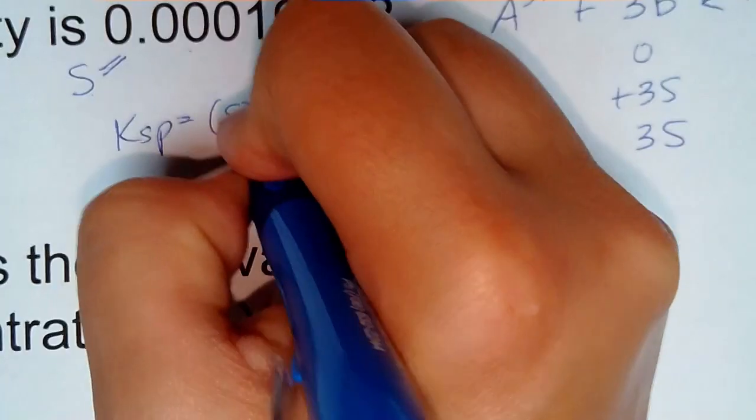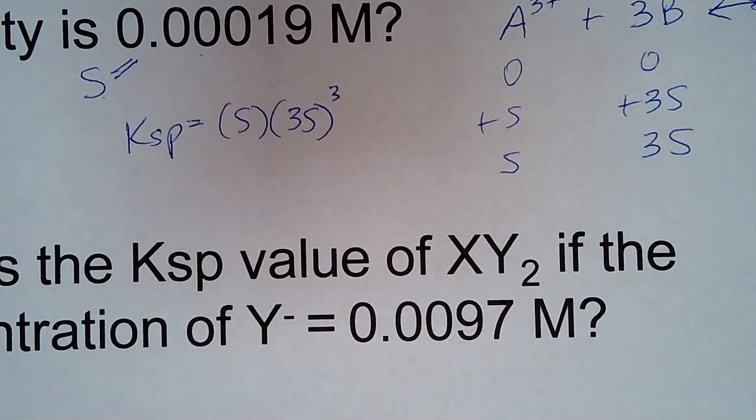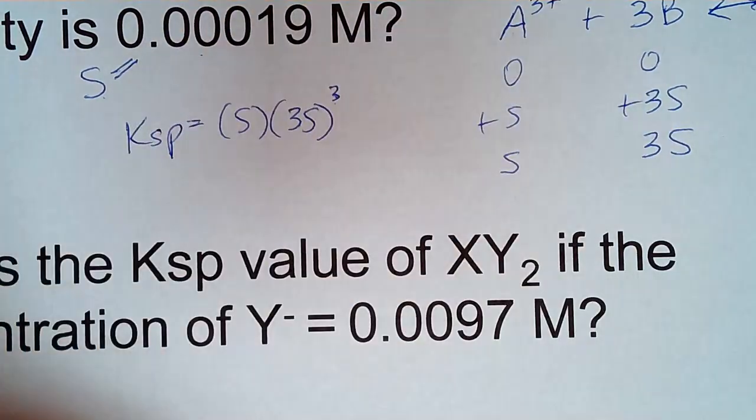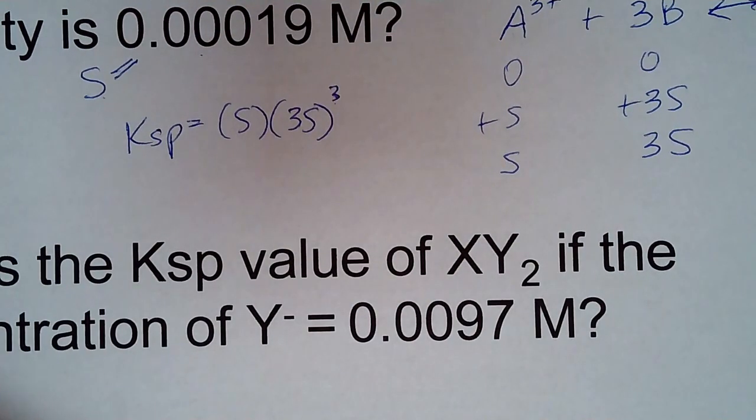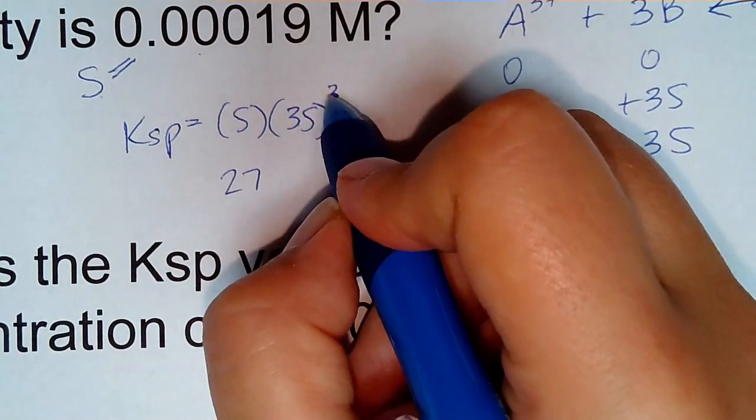Alright, so 3 cubed is not 9. I just want to point that out because usually that's what I get from students. 3 cubed is 9, that's not true. 3 cubed is 27. S cubed times another S is S to the 4th. Alright, and that's equal to our KSP.